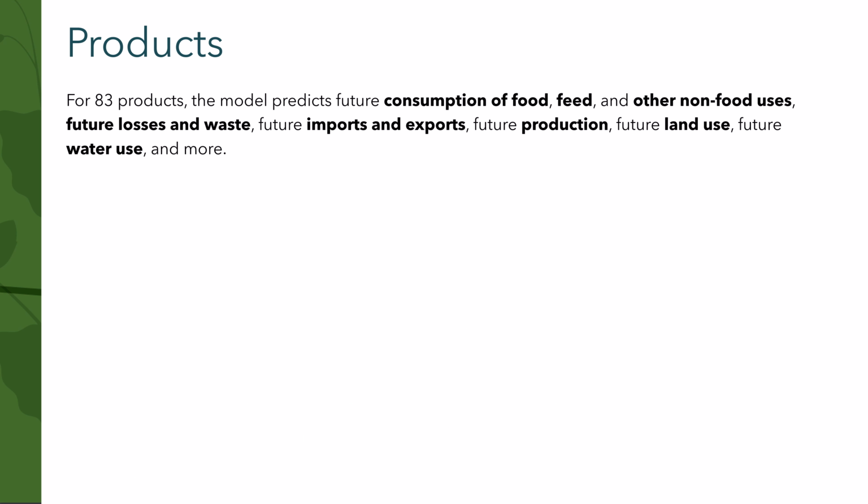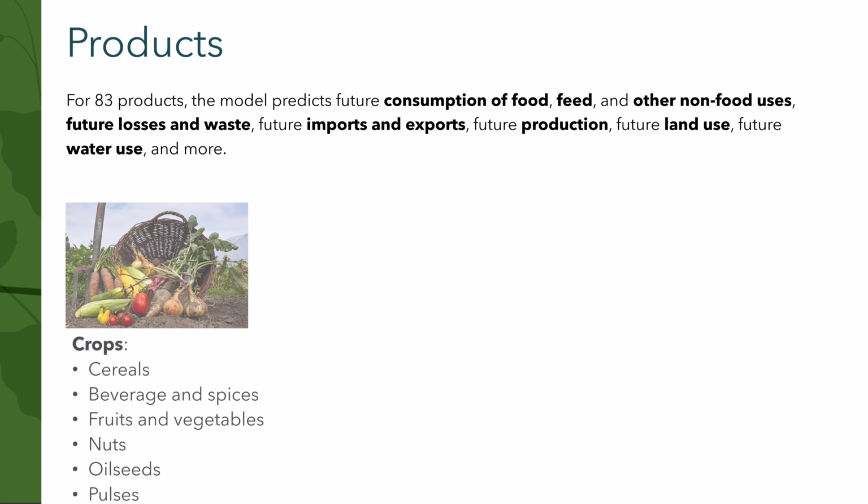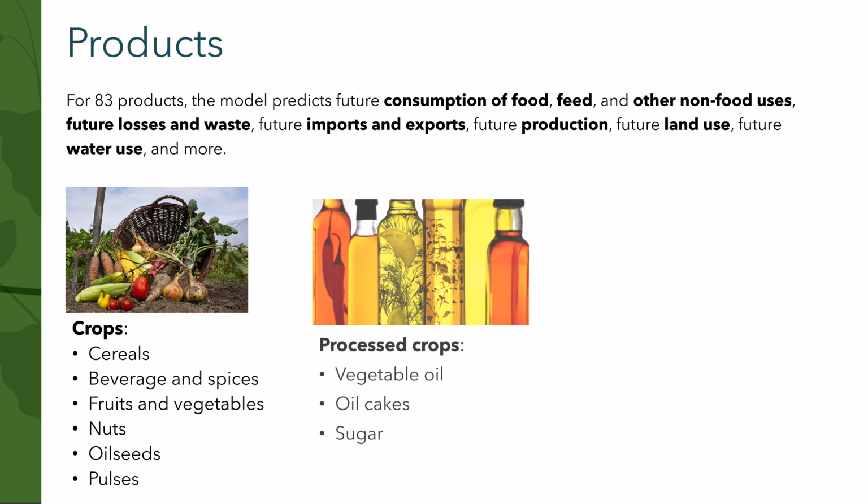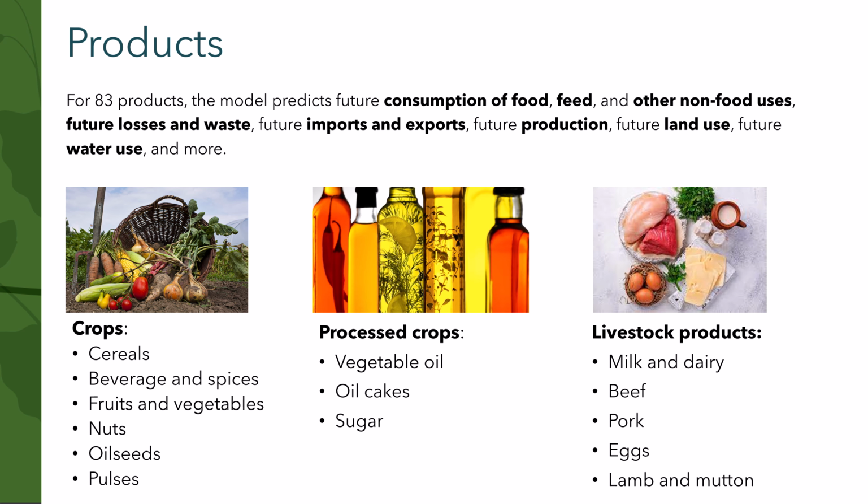The model predicts future consumption of food, feed, and other non-food uses, as well as future losses and waste, imports and exports, production, land use, water use, and more, all at the product level. These product level results are then compiled to provide aggregated outcomes. The calculator covers a wide selection of products, including crops, processed crops, and livestock products.